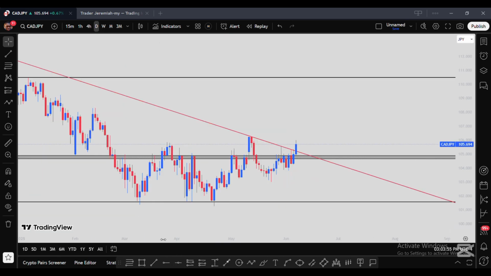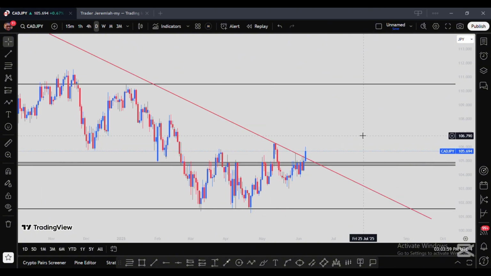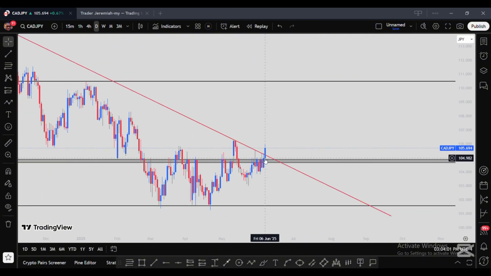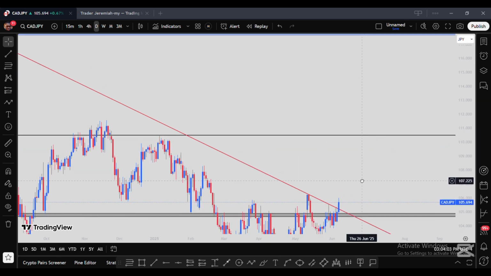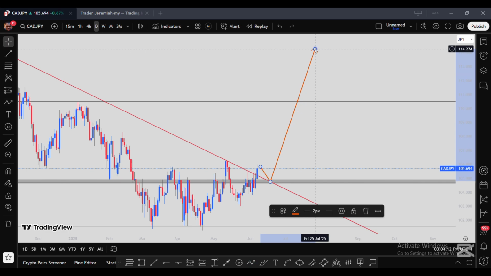Okay, very good. So this was a double bottom here and this was the neckline of it. Price has already broken a counter trend line and also a major level. So what I'm waiting for on CADJPY is very simple. I'm just waiting for price to retest this key level and also this trend line for me to start looking for buying opportunity back to the upside.